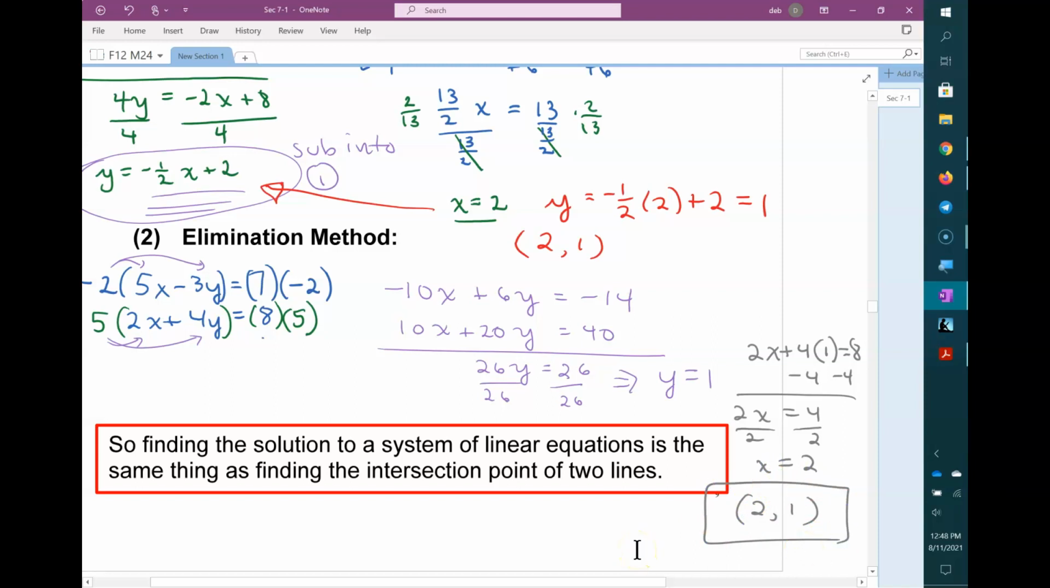Finding the solution to a system of linear equations is the same thing as finding the intersection point of two lines. I put a red box around this because it's really important. Finding the solution to any system of equations is the same thing as finding the intersection points of the graphs of the two equations. So I'm going to go ahead and pause here and make another short video.